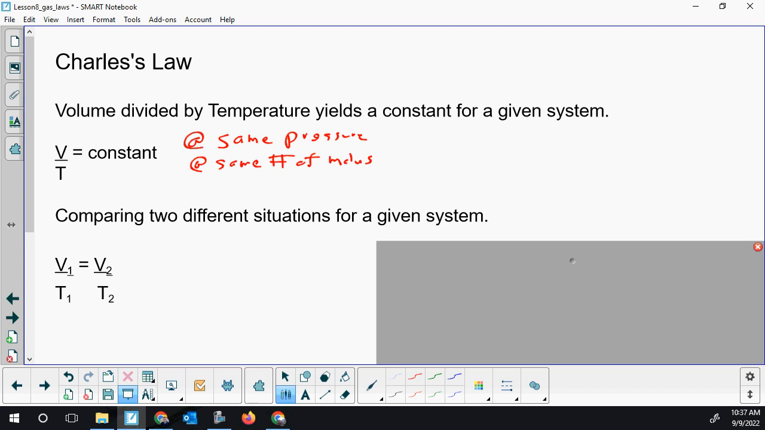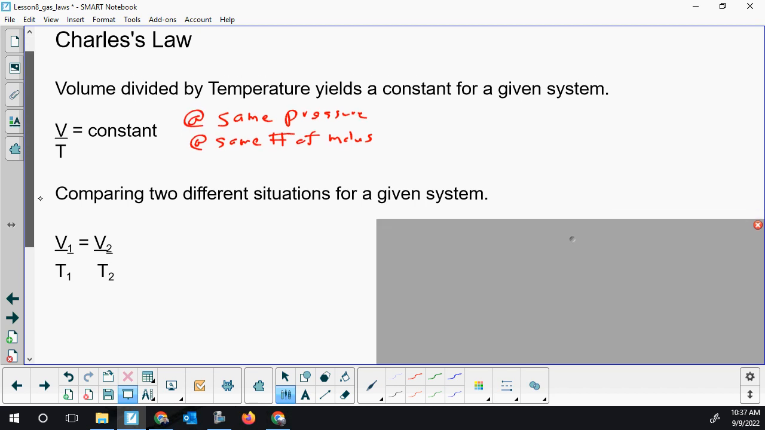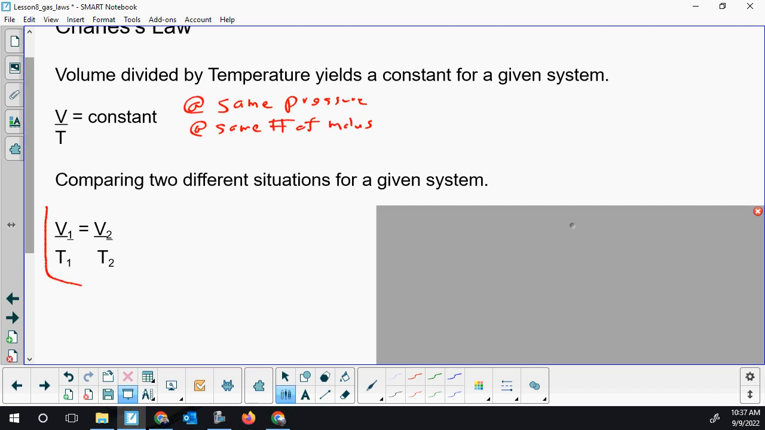And Charles's law is volume divided by temperature. It's a ratio, not a product relationship. Multiply by divide. Volume 1 divided by temperature 1, we can use to predict volume 2 or temperature 2, after we've either heated the system or changed its volume.